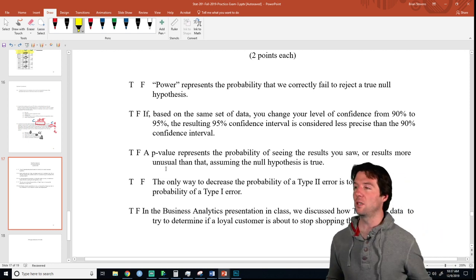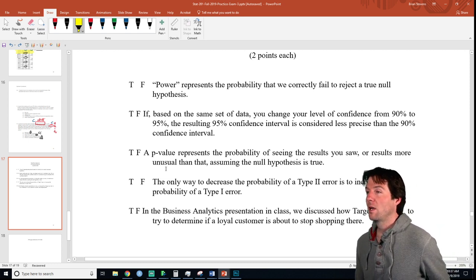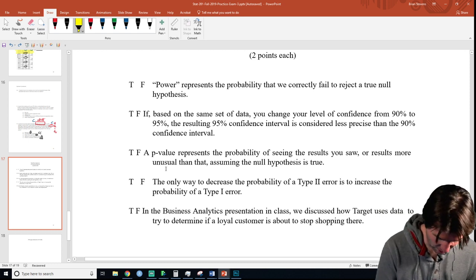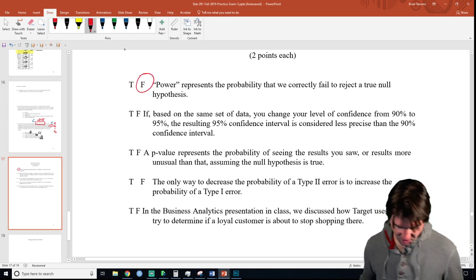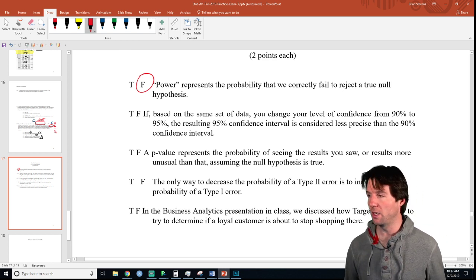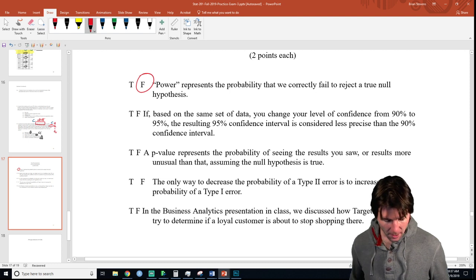Power is the ability to correctly reject the, let me read again. Power represents the probability that we correctly fail. So no, we should correctly reject a false null. So this is false right here. Power represents the probability of rejecting a false null, correctly rejecting a false null.